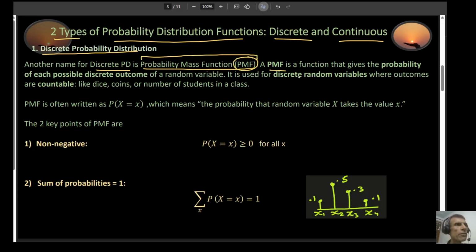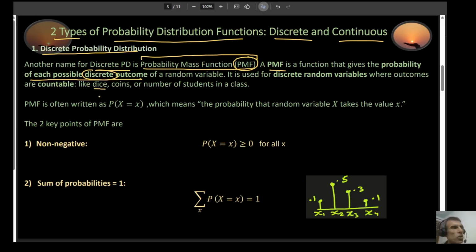So a PMF is a function that gives you the probability of each possible discrete outcome. The keyword is discrete outcome of a random variable. An example of a discrete random variable would be, for example, let's say you roll a dice. You roll a dice.